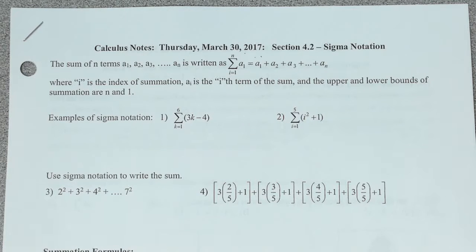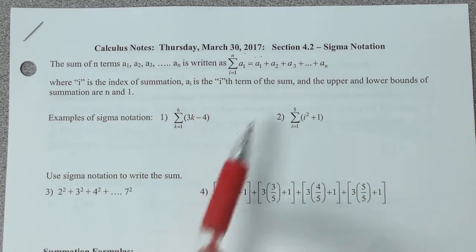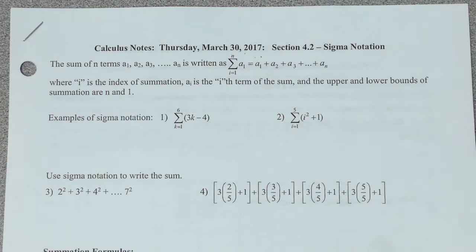Okay guys, so today we're going to be talking about sigma notation and how it relates to calculus. So sigma is just a Greek letter. You can see it up here in the first line, right there. And what it means is the sum of the values when we plug in each of the integers from the lower bound to the upper bound.